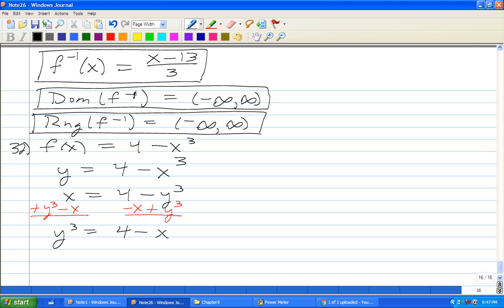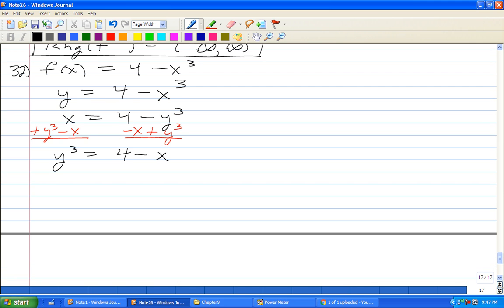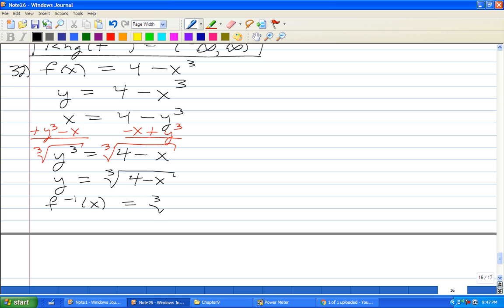Let me solve for y. So let me take the cube root of both sides of my equation. Since I'm taking cube roots, I don't have to worry about pluses or minuses. And so y is equal to the cube root of 4 minus x. And so my inverse function, f inverse of x, is just the cube root of 4 minus x.